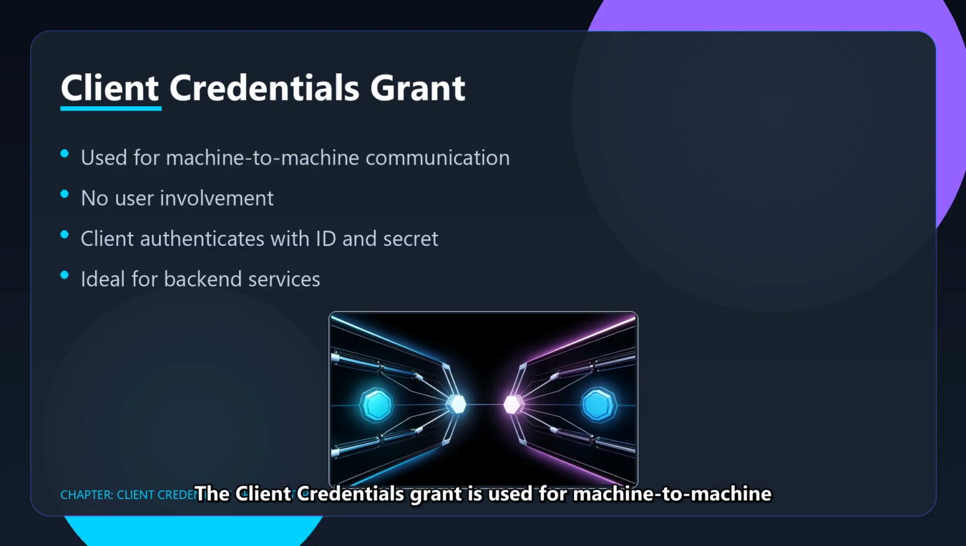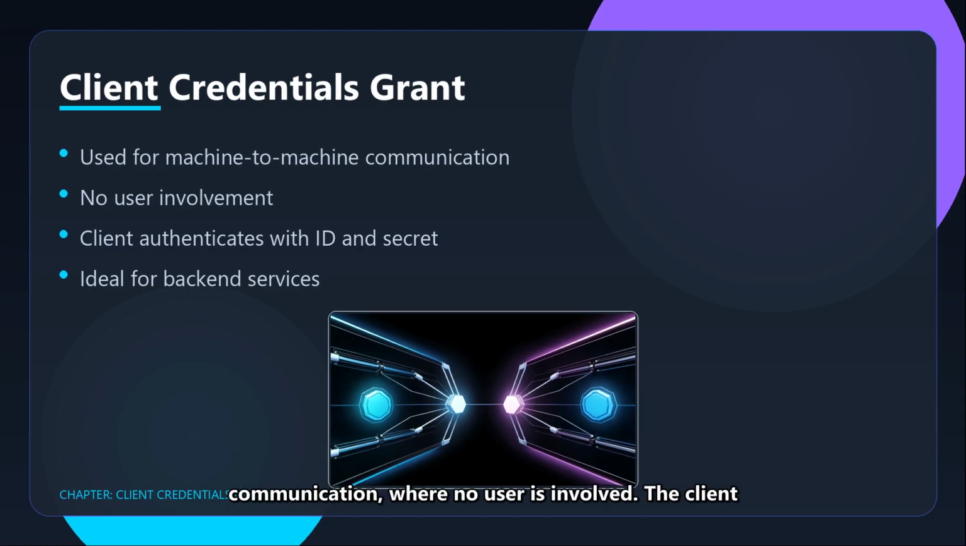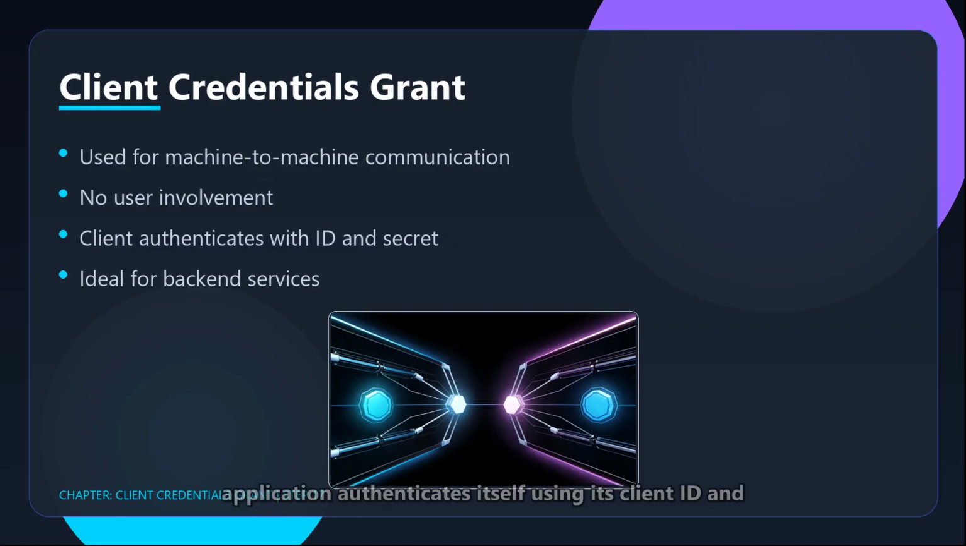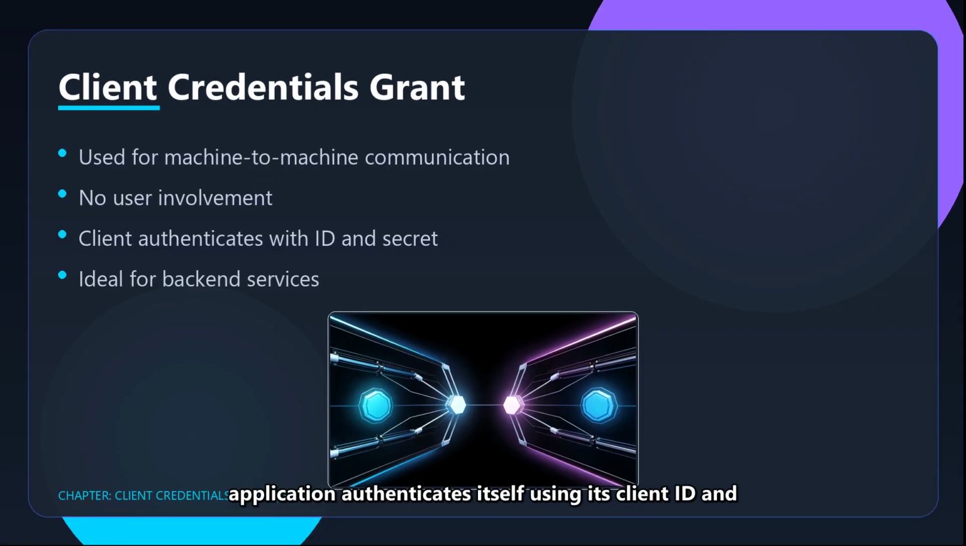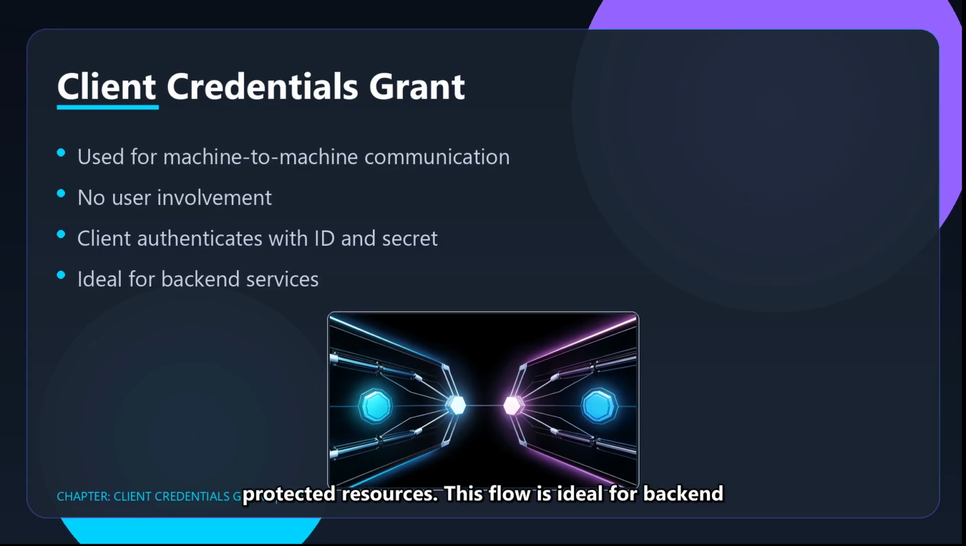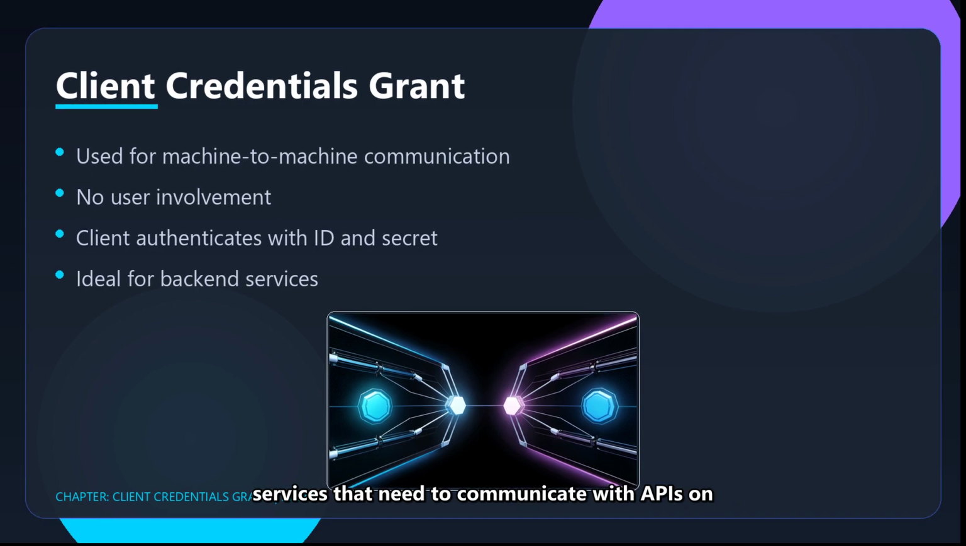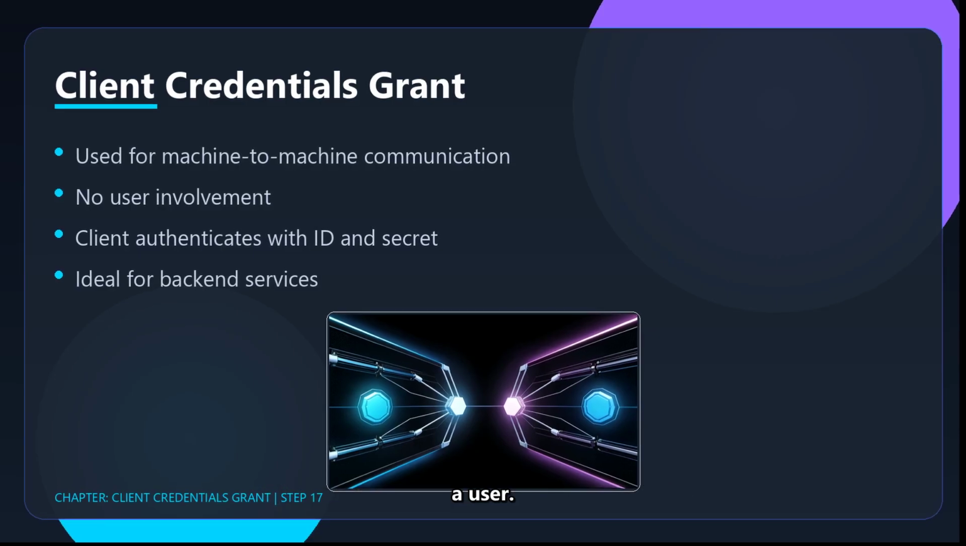The client credentials grant is used for machine-to-machine communication, where no user is involved. The client application authenticates itself using its client ID and secret, and receives an access token to access protected resources. This flow is ideal for backend services that need to communicate with APIs on their own behalf, rather than on behalf of a user.